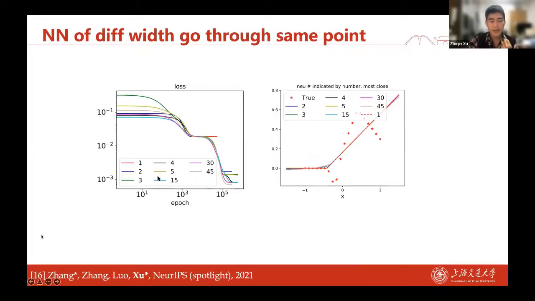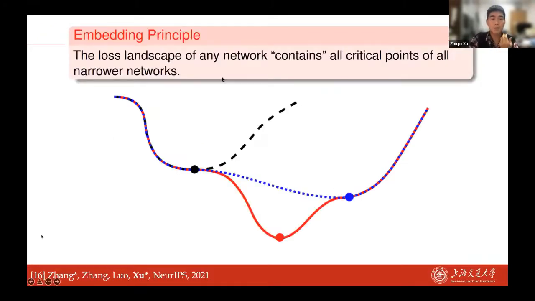So we can see that almost all neural networks go through some plateaus at almost the same loss value, and their output at this point is very similar. So this further confirms our conjecture. So we propose an embedding principle: the loss landscape of any network contains all critical points of narrower networks.